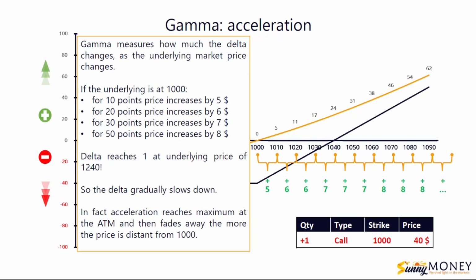In fact, the acceleration of the gamma is maximum at the ATM and progressively decreases the further you move away from 1000. Therefore, we see that the gamma is maximum at ATM and very low for OTM options distant from 1000. The gamma, as we will see, is also amplified depending on time to expiry. The shorter the time to expiration, the greater the gamma on the options premium, and therefore the acceleration in option price will be more important. You have understood. Let's talk now about the Vega.